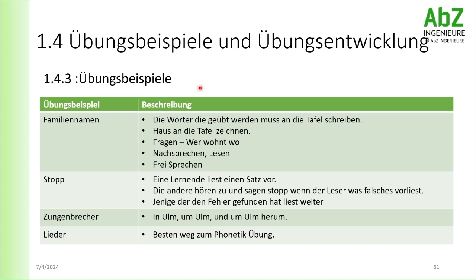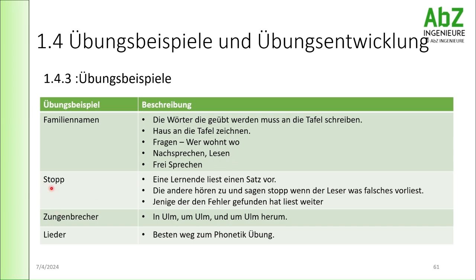Then you have the typical Übungsbeispiele. So one example of an exercise is basically family names. Here, whatever the words you're going to exercise, write them on the board. Then draw a house on the board. And then you ask questions like who is living where, and then you have the family names of the people who are living there. That way you just repeat and then read out, and then you can have some discussion about the house exercise on the whole.